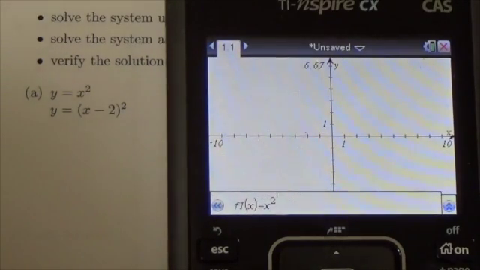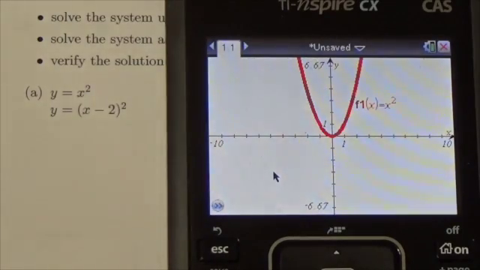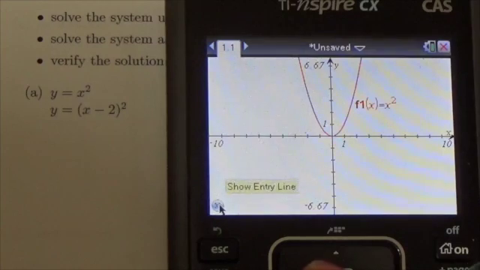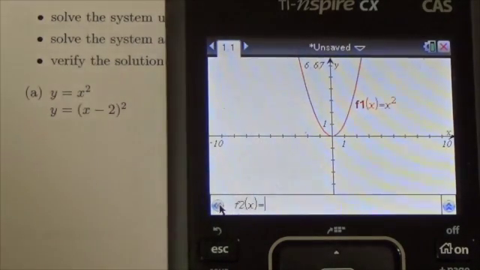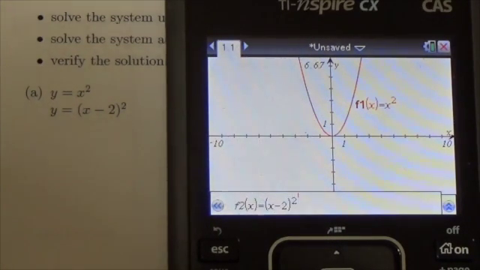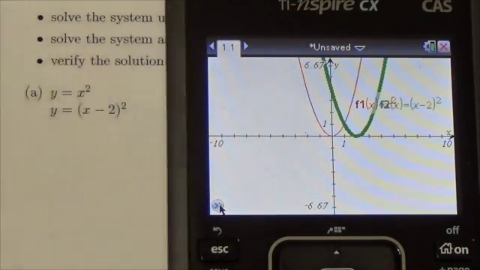The first thing I'm going to do here is enter my equations. So y = x squared, press enter. Now again, this is a little different because all I have to do is press enter and it appears. Then I come down and ask it to show the entry line. I'm just going to enter the second equation, and that's going to be (x minus 2), get out of there and square it. Press enter. Okay, and there we go.